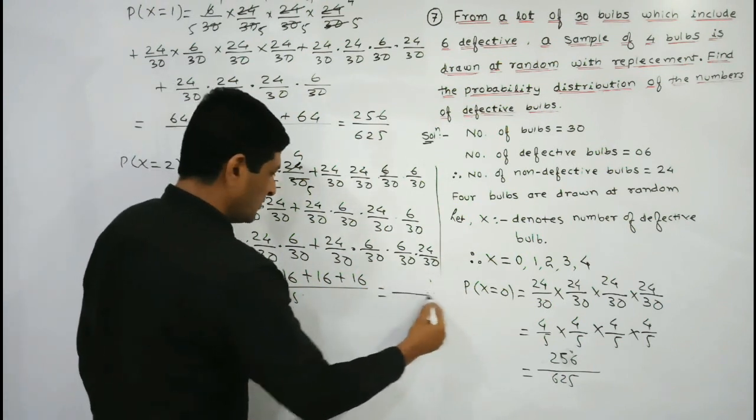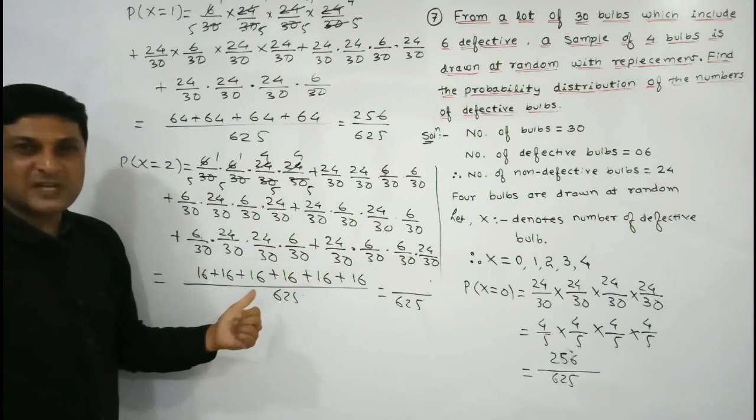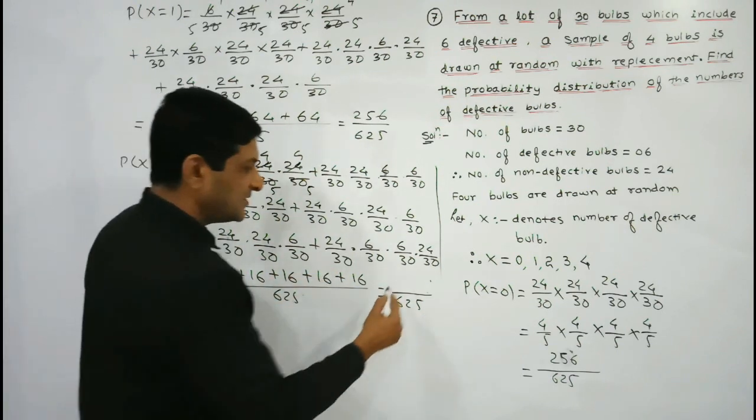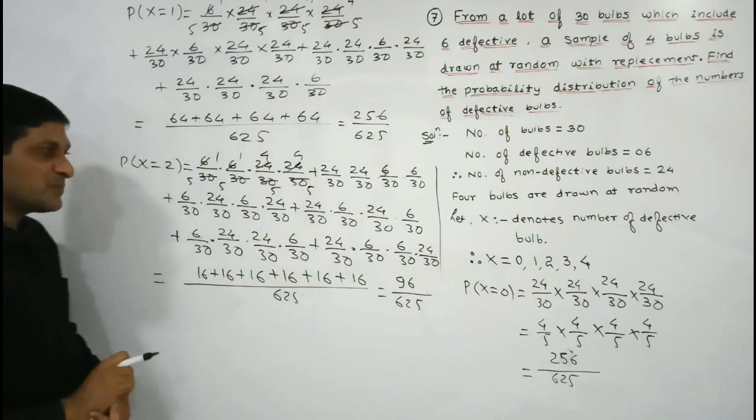16, which is equal to 625. Check 16 how many times? 6 times. So 16 sixes are 96. So 96 upon 625 will be the probability.